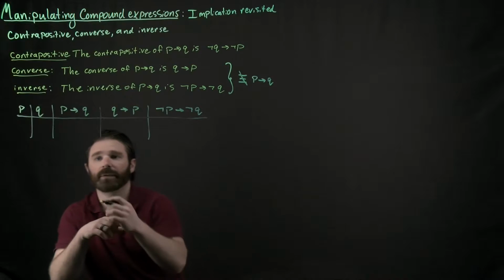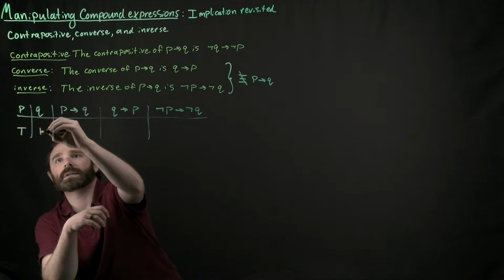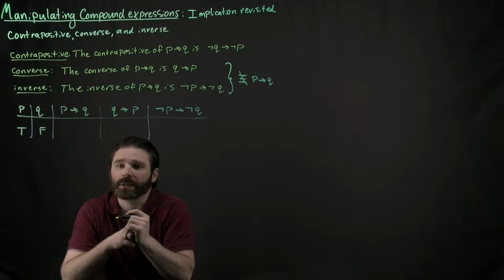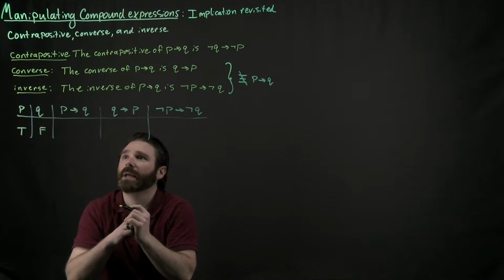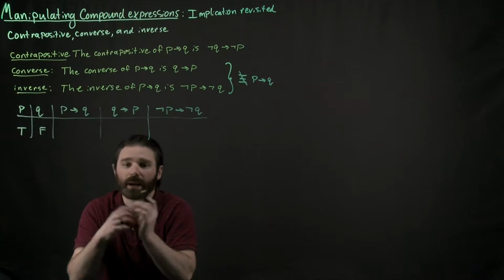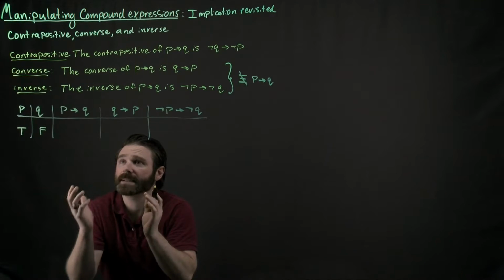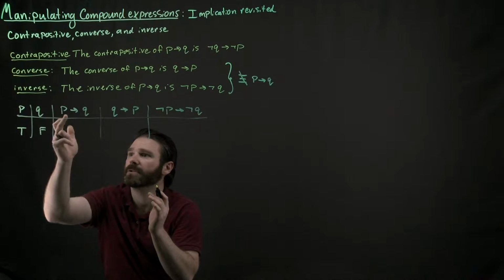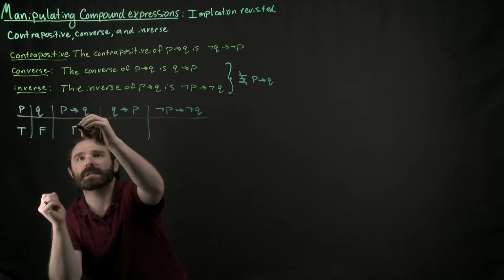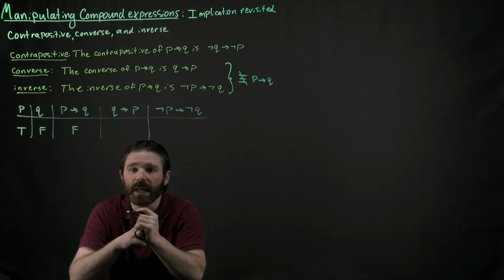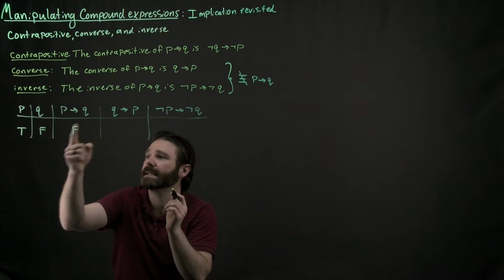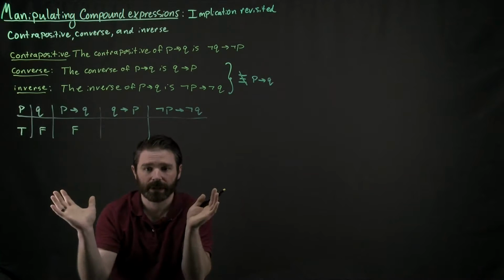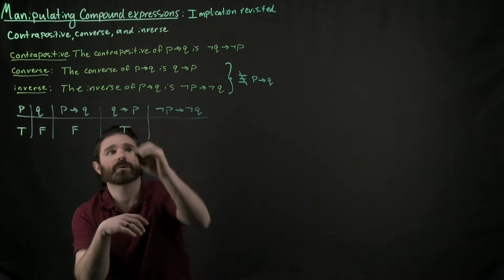So, in fact, if I make P true and Q false right here, let's see what we get. The only time this implication, P implies Q, is false is when the hypothesis is true and the conclusion is false. Here the hypothesis is true and the conclusion is false, so this is false. However, over here, the hypothesis is false and the conclusion is true. That's perfectly fine, so that is true.